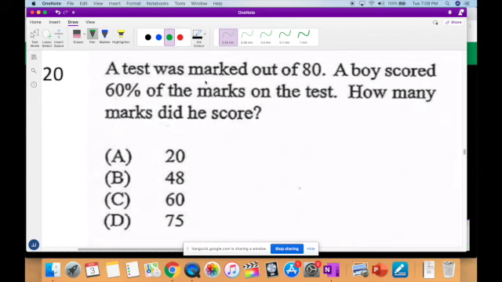No? A test was marked out of 80. A boy scored 60%. Oh God, 60. I ain't even gonna let you do this. 60% of 80. How many marks did he score? 6 8 of 48. The answer is B.